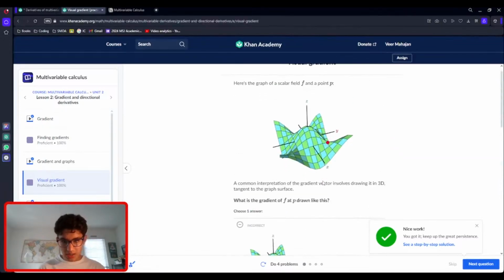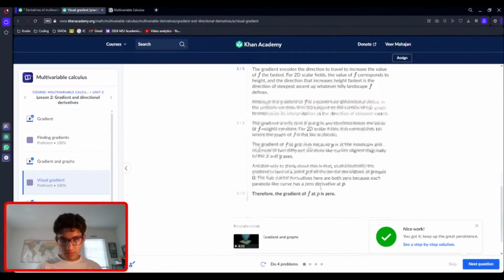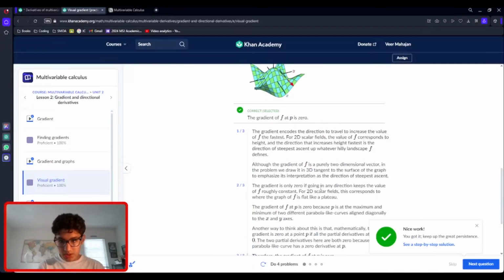Okay, so when is it flat like a plateau? The gradient is only zero if going in any direction keeps a value of f roughly constant. For 2D scalar fields, this corresponds to where the graph of f is flat like a plateau. The gradient is zero because p is at the maximum and the minimum of two different parabola-like curves aligned diagonally.